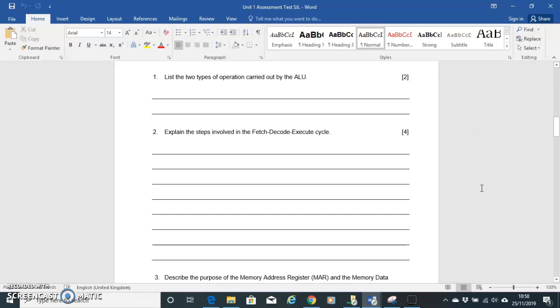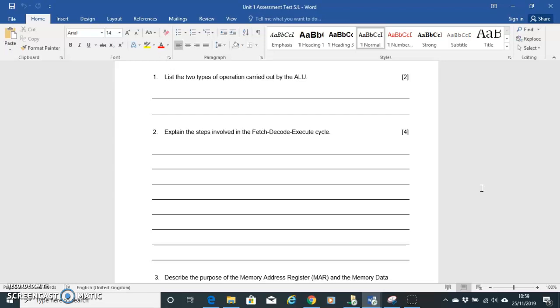There was also a mark up for grabs if you showed a little bit more awareness than you need. For example, if you explained that the program counter is incremented each go around the cycle, because remember the program counter is the register that points to the next instruction to be executed. So every time we go around the cycle, that has to be incremented. Unfortunately, a couple of you lost marks because although you remembered that idea, you didn't remember the word incremented.